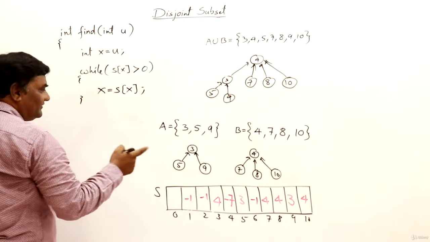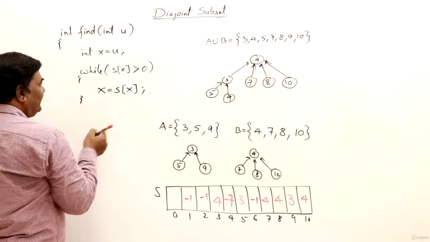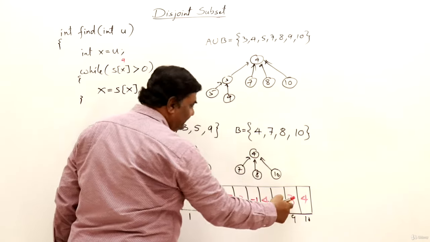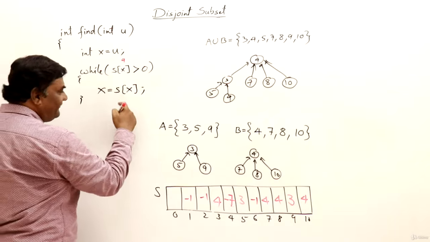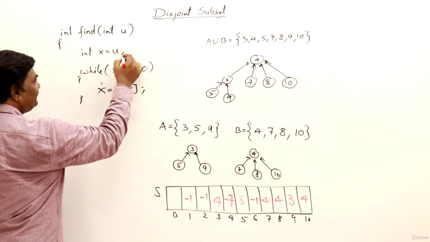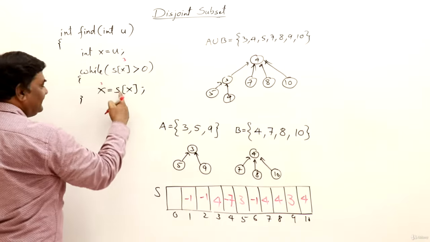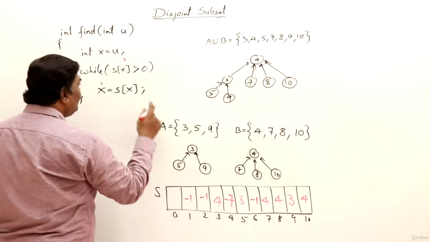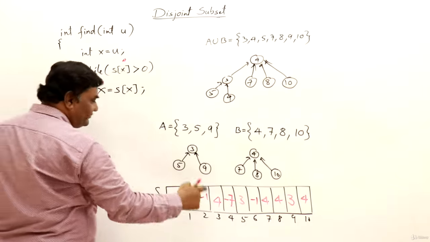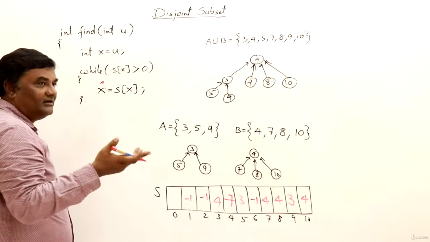That's it. Simple. So if you trace this now, if I say find 9, then x is 9, right? S of 9 is greater than 0? Yes, 3. Then x assign s of x. S of x is what? 3. So x becomes 3. Now next time x is 3. So s of 3, is it greater than 0? Yes, it is 4. Then s of 3 is what? 4. So x becomes 4. Then s of 4, is it greater than 0? No, it will stop. So what is the value of x now? It is 4.